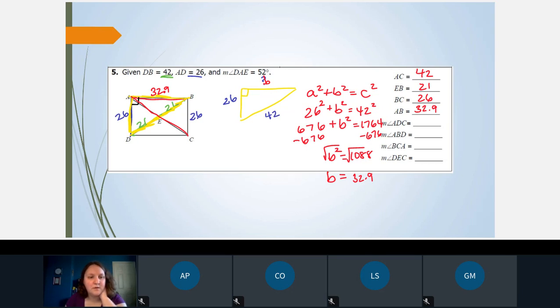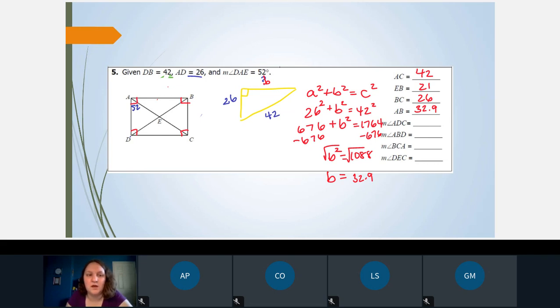Okay. So it says that the measure of angle DAE is 52. Believe it or not, that piece of information is enough to tell me everything about every single other angle you see in this picture. Well, let's start with the easy one. We know that in a rectangle, all four angles are right angles. So these are all 90.